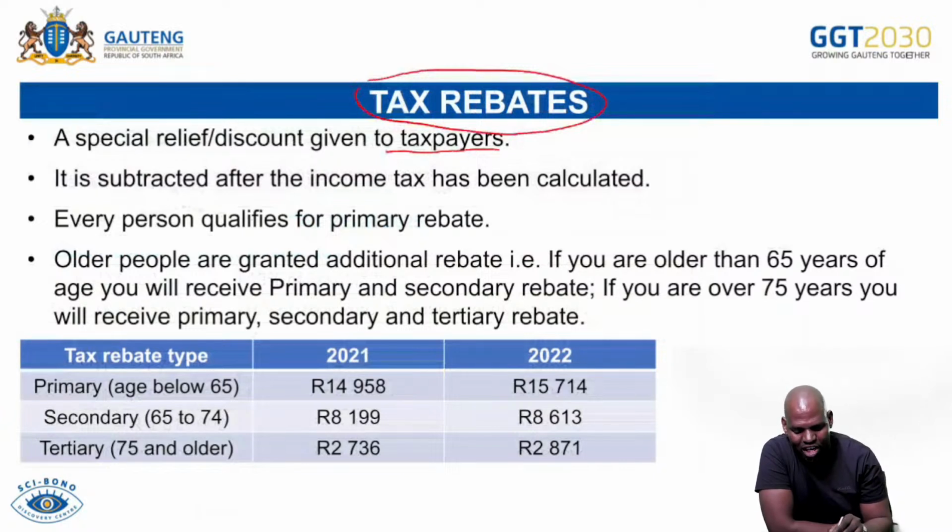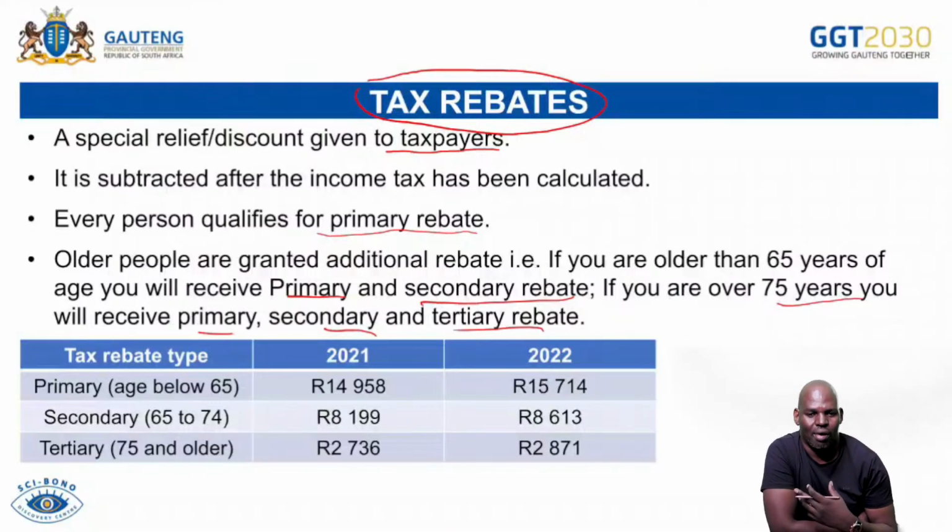They say every person qualifies for the primary rebate. So every person who is working qualifies for a primary rebate. Older people are granted additional rebates: if you are older than 65 years of age, you will receive the primary and secondary rebate, and if you are over 75 years, you will receive the primary, secondary, and tertiary rebate. When we look at the ages, we're talking about senior citizens. These are old people, and in most cases they are not earning enough. Even if they are on pension, their incomes have decreased significantly.